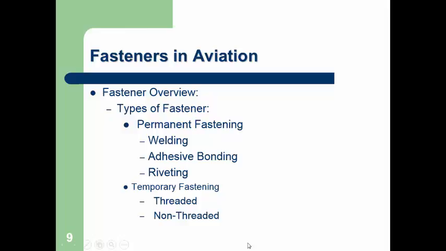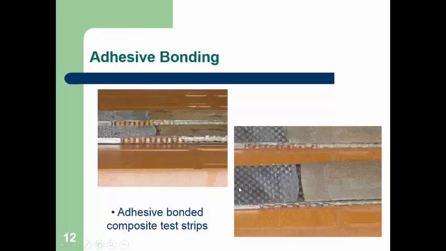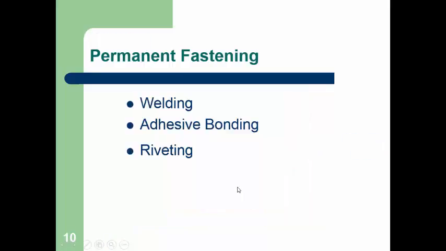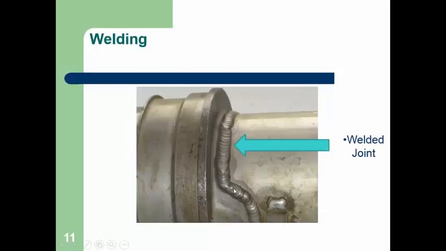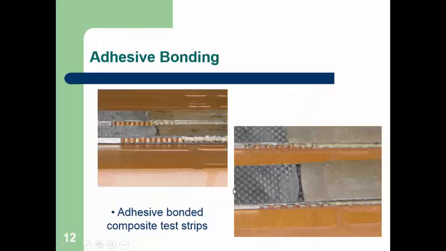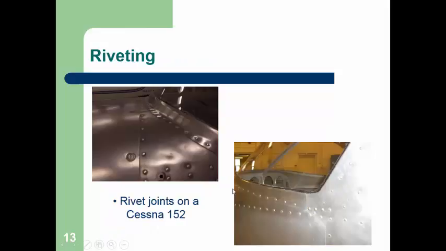And then the last one is going to be Module 3, temporary fastening, threaded and non-threaded fasteners. Module 2 covers welding, adhesive bonding, and riveting, and all of these are done in a very high-level introductory fashion.